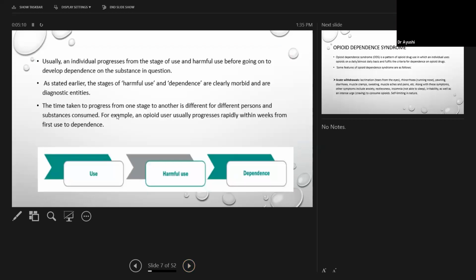Usually an individual progresses from the stage of use, to harmful use, and then to dependence. As stated earlier, the stages of harmful use and dependence are clearly morbid and are diagnostic entities. The time taken to progress from one stage to another is different in different persons and for the substances that they consume. For example, an opioid user usually progresses rapidly, within weeks, from first use to dependence.